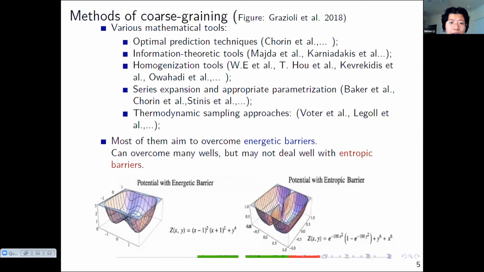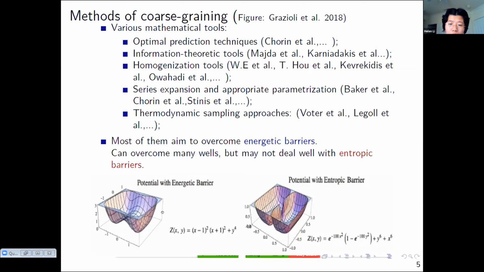And here I just list a few coarse-grained methods from the mathematical community. So I know we have a lot of experts in this panel, and let me just skip the review here. You can find these references from our work, which I will give in the next slide. And I would like to mention that most of these coarse-grained methods focus on overcoming energetic barriers. And very few of them aim to overcome entropic barriers.